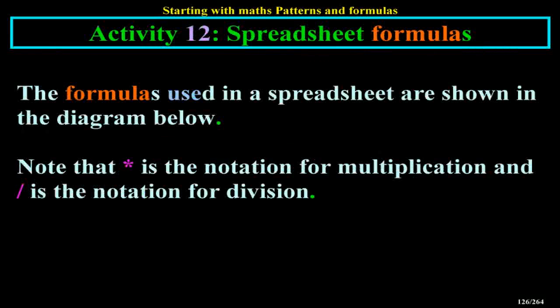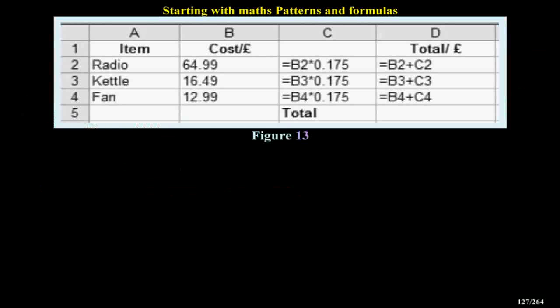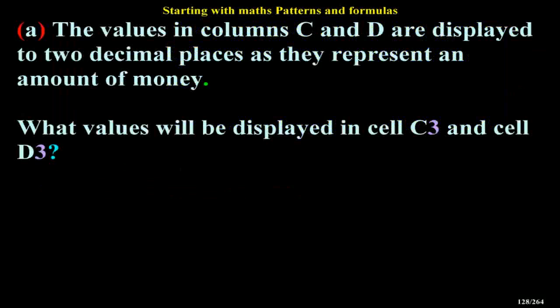Activity 12. Spreadsheet formulas. The formulas used in a spreadsheet are shown in the diagram below. Note that * is the notation for multiplication and / is the notation for division. Figure 13. The values in column C and D are displayed to two decimal places as they represent an amount of money. What values will be displayed in cell C3 and cell D3?